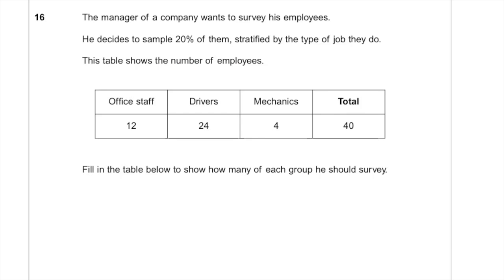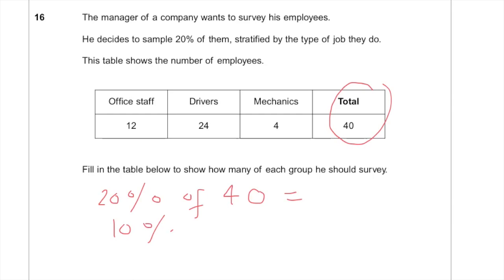Question 16. The manager of a company wants to survey his employees. He decides to sample 20% of them, stratified by the type of job they do. This table shows the number of employees. Now, we know that there are 40 employees in total, so in the sample, we need to make sure there are 20% of 40. Now, 10% of 40 is equal to 4, so 20% of 40 is equal to 8. So we need to make sure our final total comes to a value of 8.